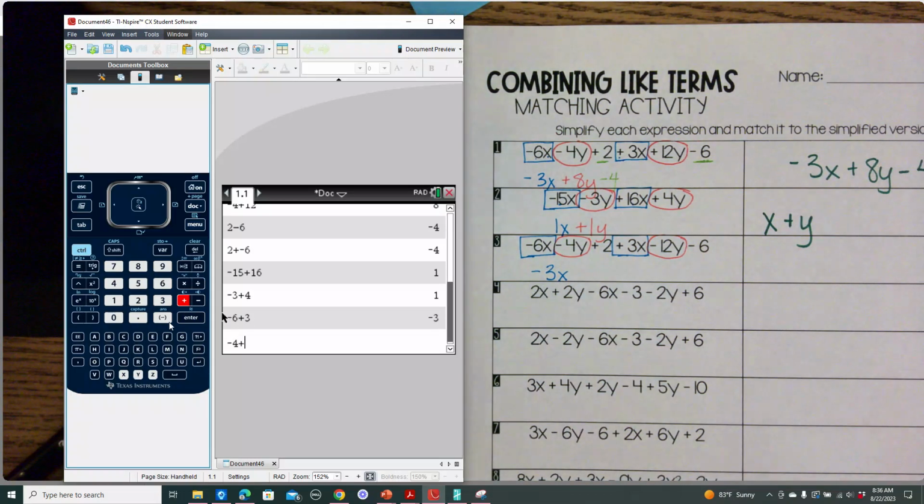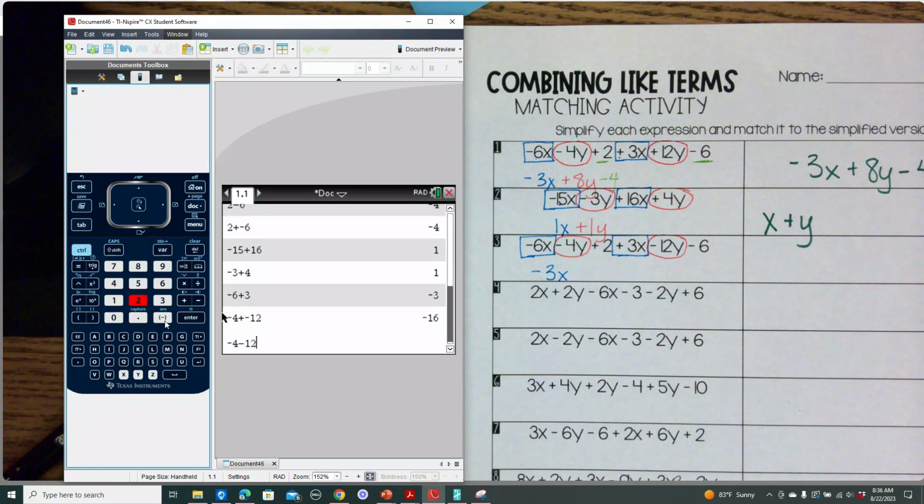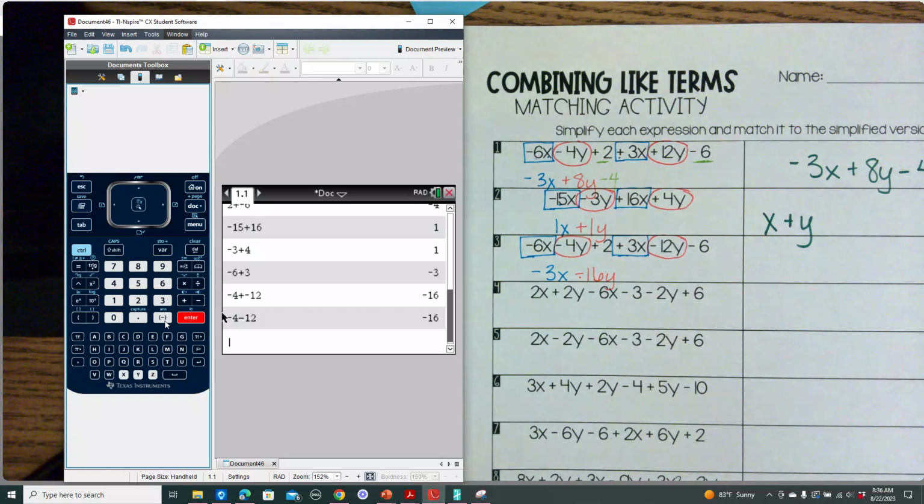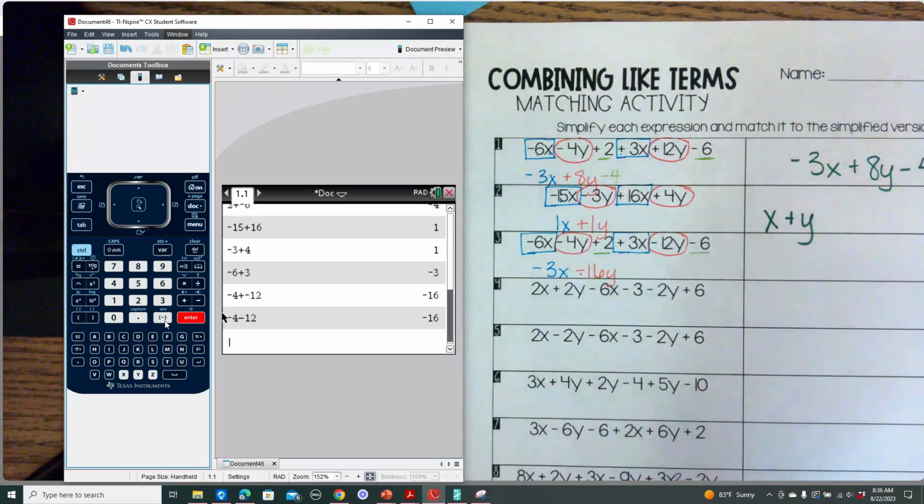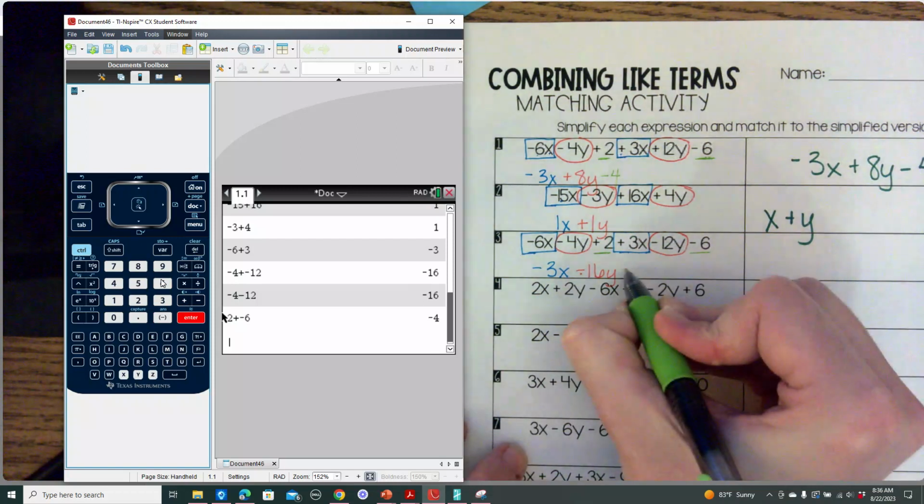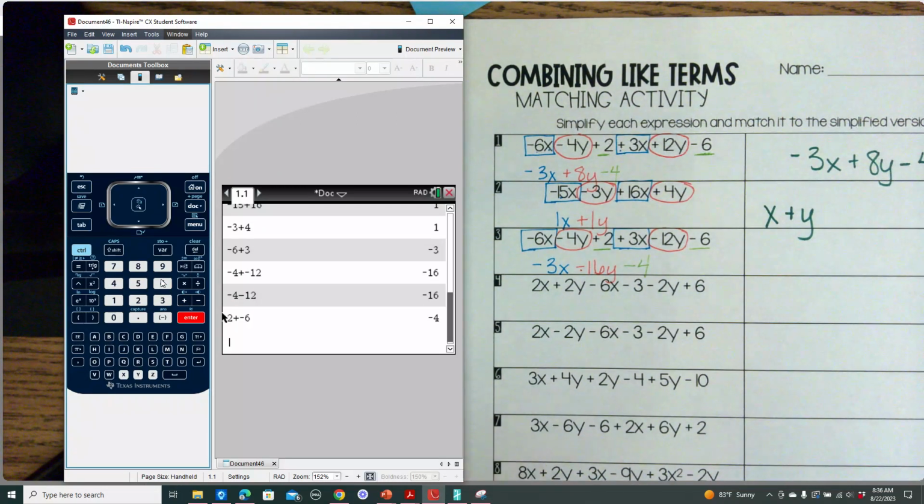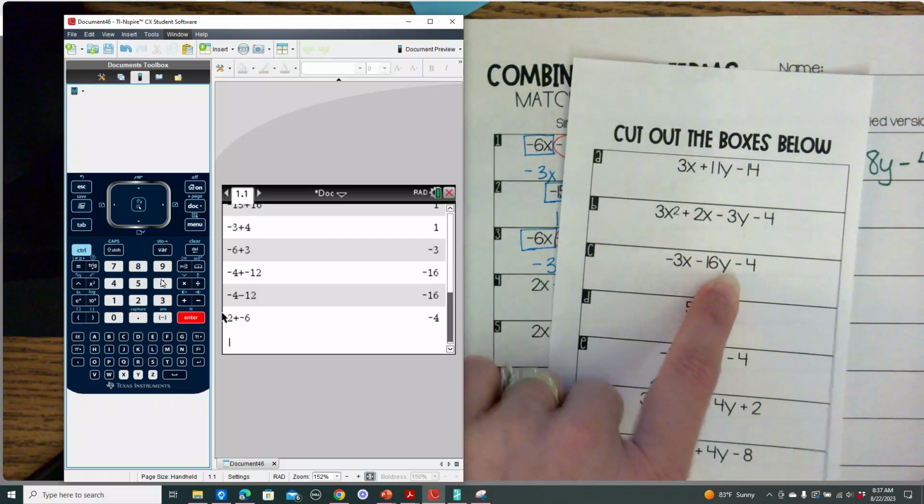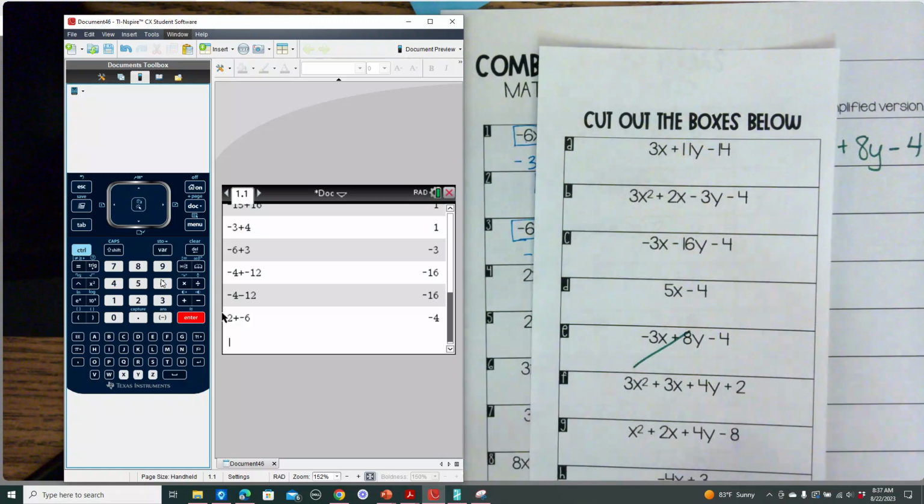So negative 4, again, I can do negative 4 plus negative 12. That's just the way my brain works, because we are combining, and combine is addition. But you could do just negative 4 minus 12. The math is the same. And it's negative, so negative 16y. And then my constants are positive 2 plus negative 6, and I get negative 4. So negative 3x minus 16y minus 4. Yep. So C.